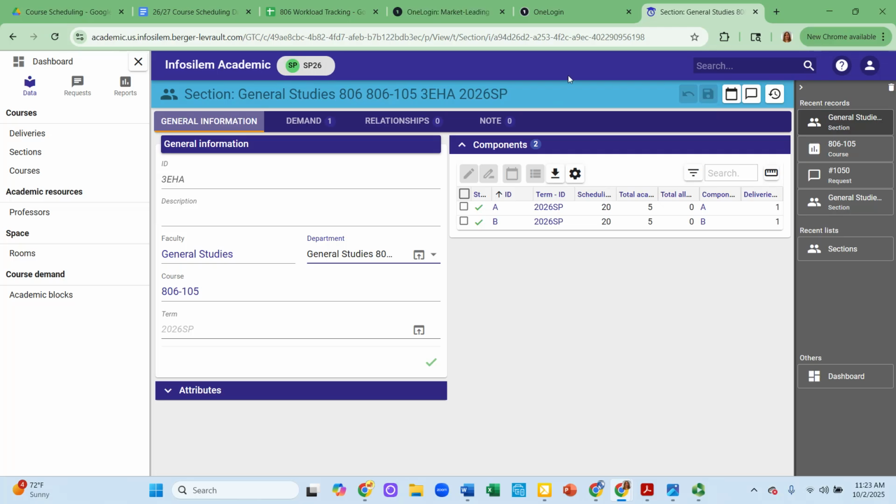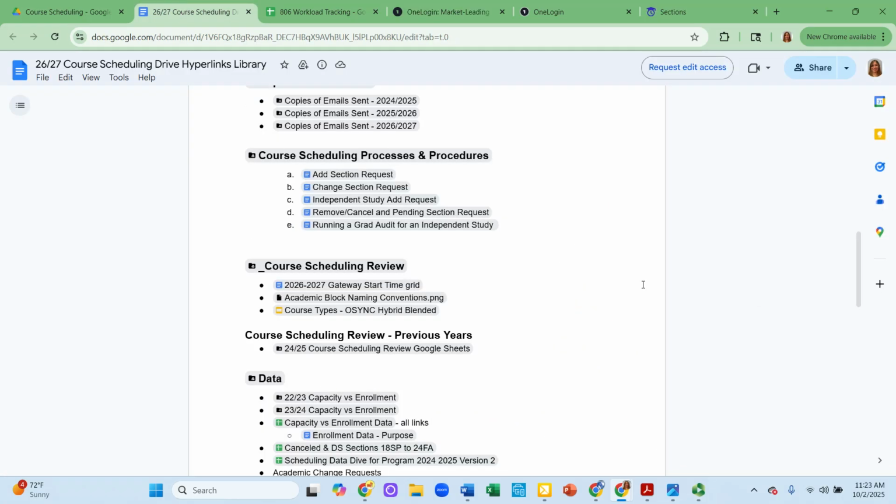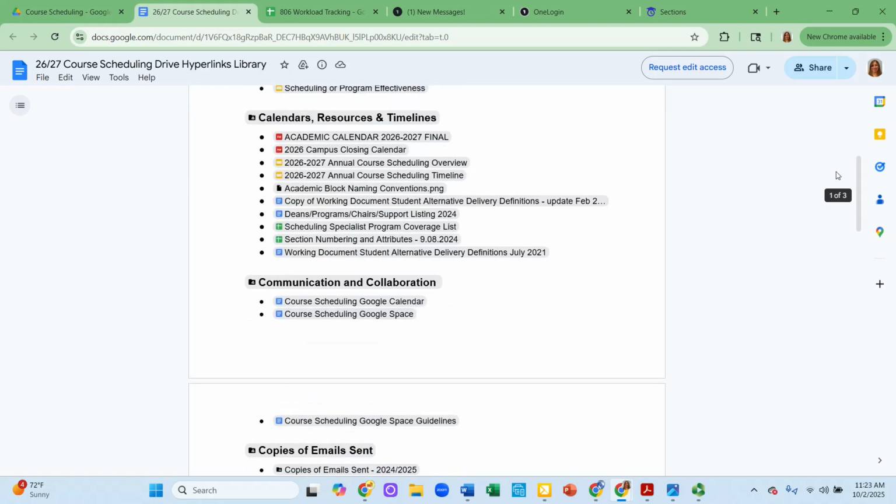So it's going to look a little different for spring of 2026 than if I were to be starting a brand new section. When I go to add a section, I have to make sure that it aligns with the course scheduling blocks, and also the section attributes have to be correct. So there's a couple different documents that I look at.